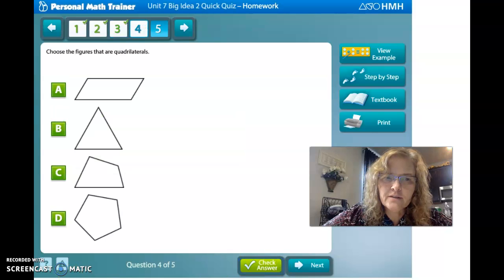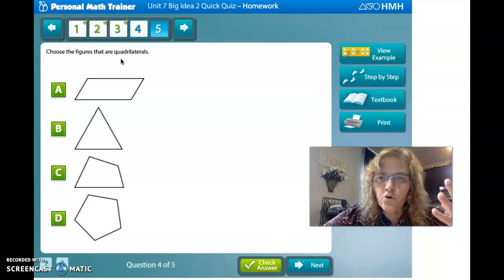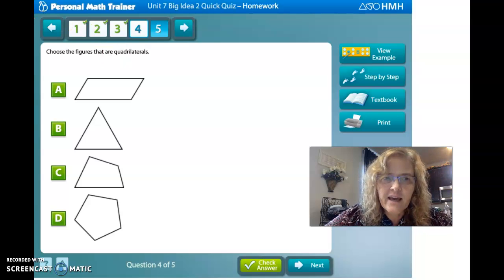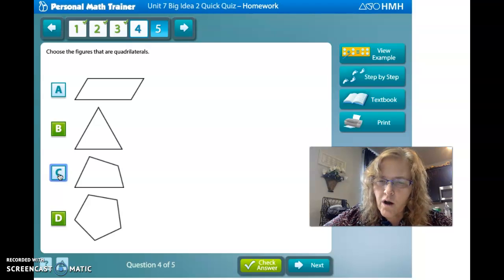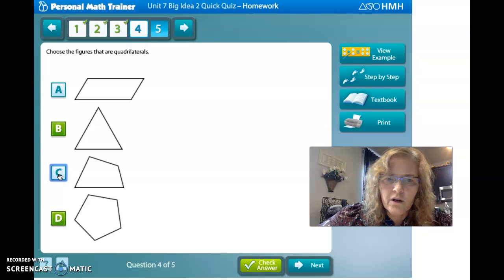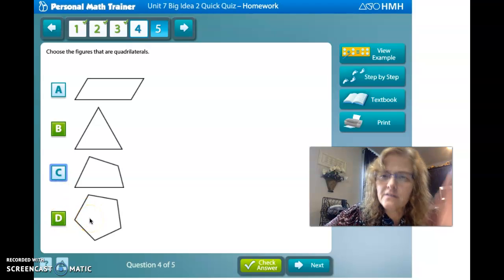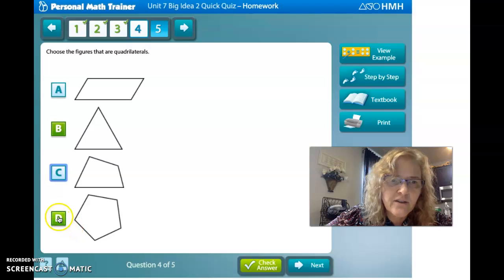Number 4. All right, this says choose the figures that are quadrilaterals. Quadrilaterals mean that there are 4 sides. So if I count the sides, does this have 4 sides? No, it has 3. So that's a triangle. This one has 1, 2, 3, 4. So that is a quadrilateral. Quad meaning 4. And the last one is a doghouse. Ha ha! Not a doghouse, it's a pentagon, so that is not it either.